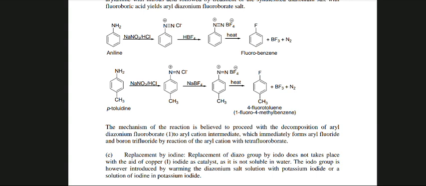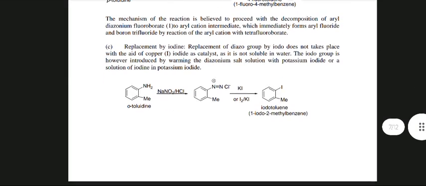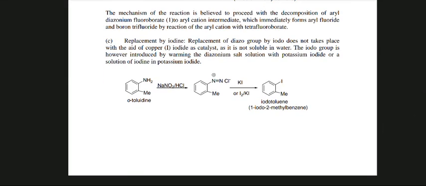Replacement by iodine. Replacement of the diazo group by iodo does not take place with the aid of copper iodide as catalyst, as it is not soluble in water. The iodo group is however introduced by warming the diazonium salt solution with potassium iodide or a solution of iodine and potassium iodide. Ortho-toluidine in the presence of NaNO2 and HCl gives iodotoluene when reacted with KI or I2 and KI.